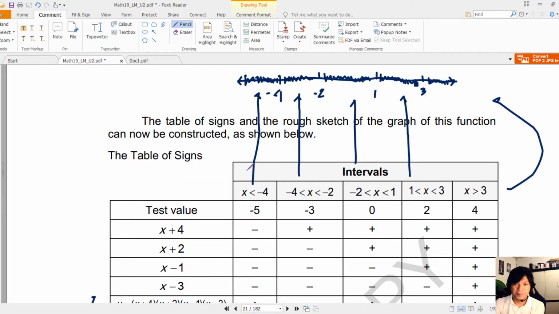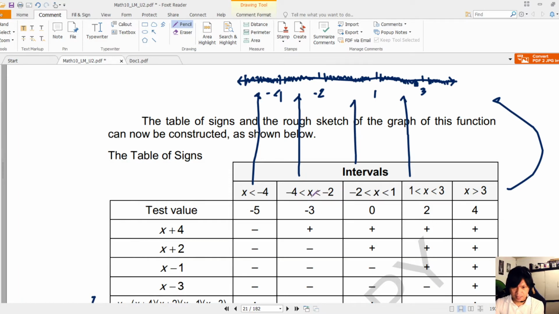Halimbawa, dito. X is less than negative 4. Ang example dito is negative 5. Negative 5 is less than negative 4, diba? Actually, you can have another number. You can have negative 6, negative 4.5, pwedeng ganon. So, it is convenient na medyo malapit lang yung numbers doon para medyo maliit lang yung numbers na kailangan natin i-compute. Or as much as possible, mas maganda kung nasa whole number lang siya compare sa fraction, diba?